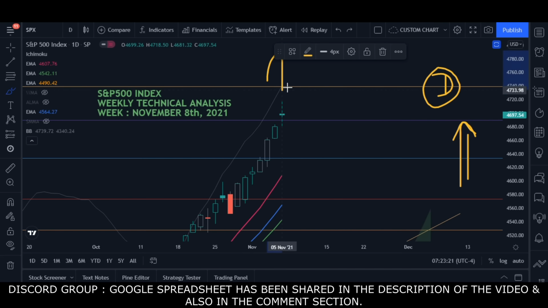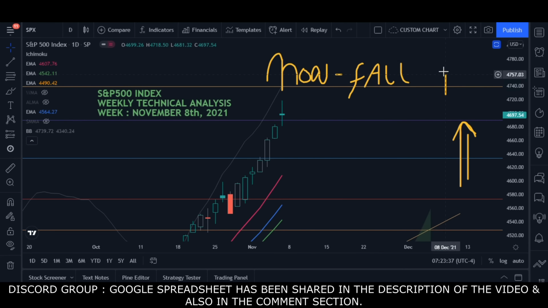On Monday, the market will fall. Most likely it will fall, and there are two scenarios that may happen. One is when the market opens, it comes down immediately, meaning the open will be the high. This is scenario number one.